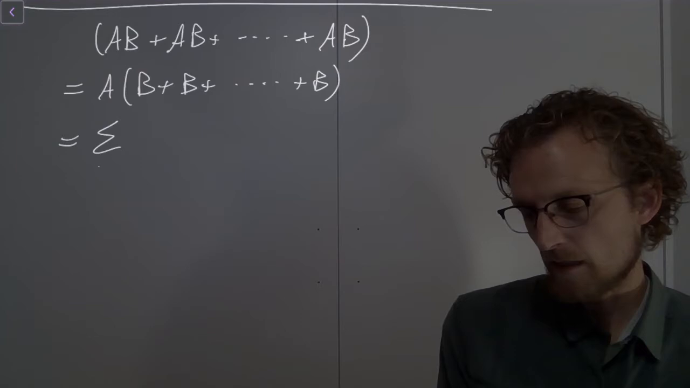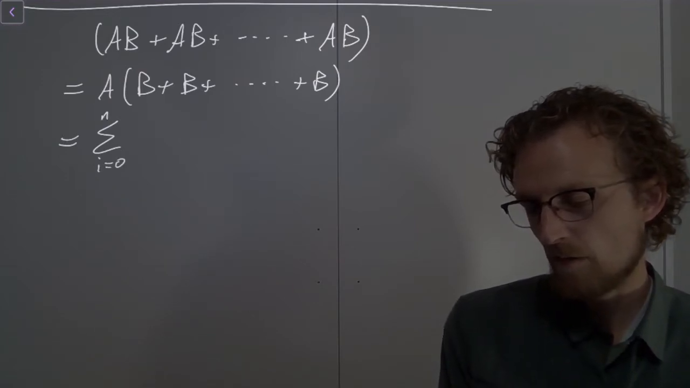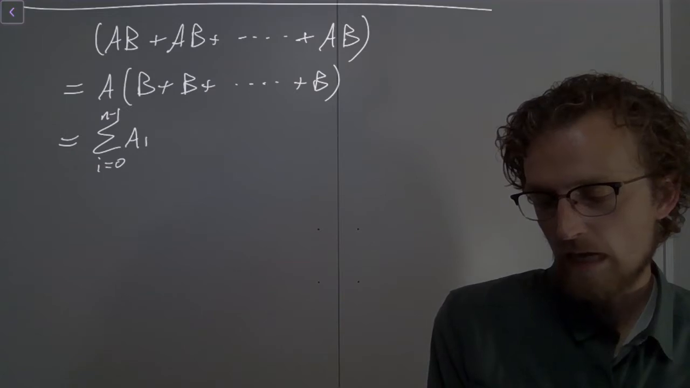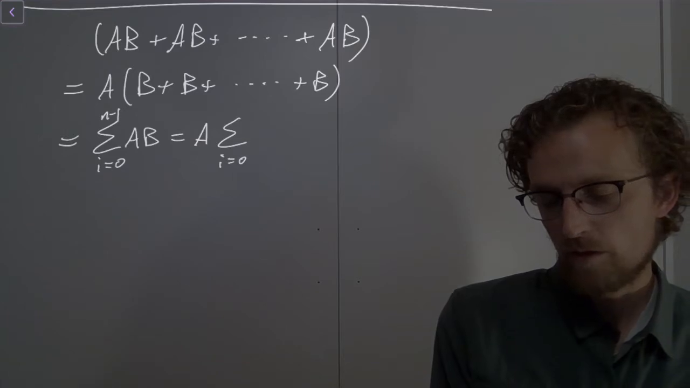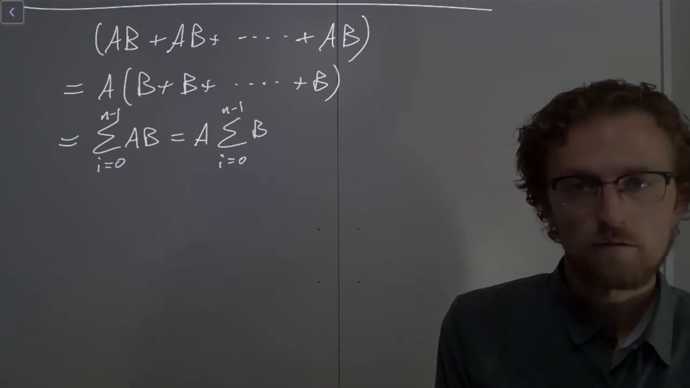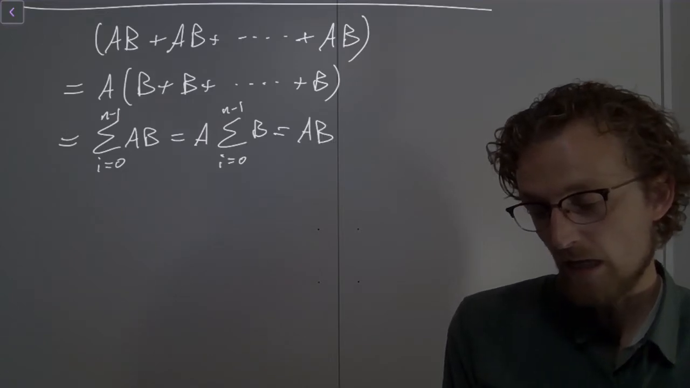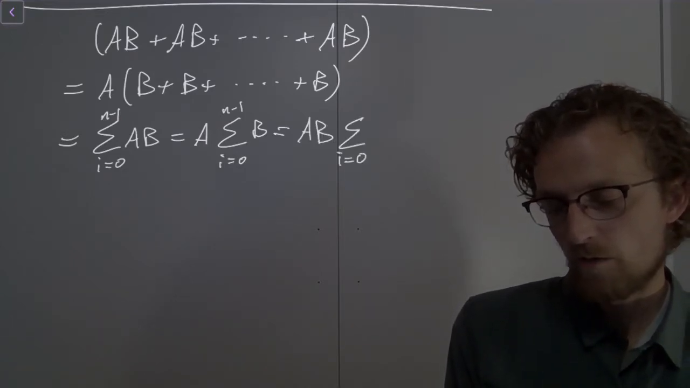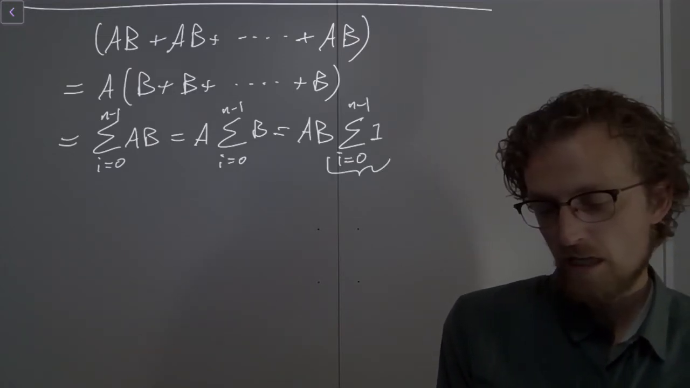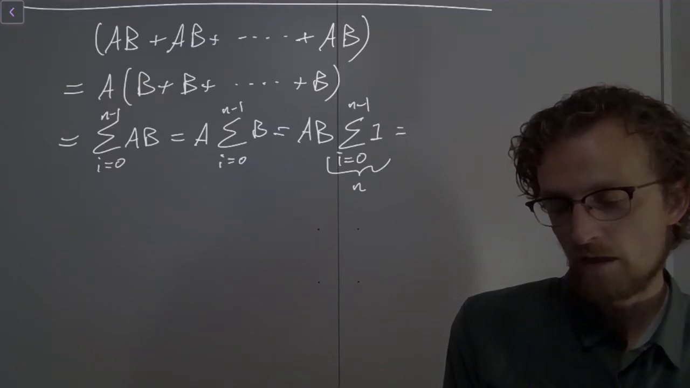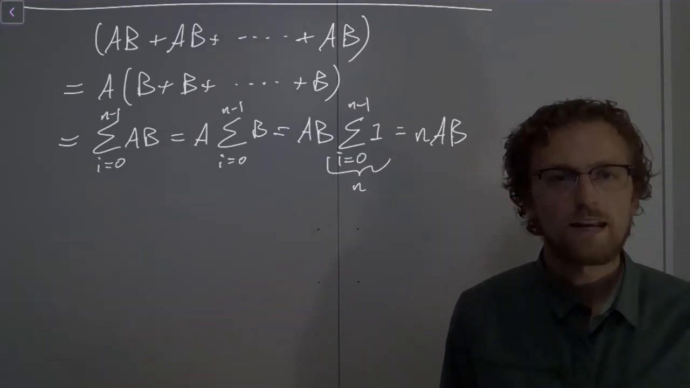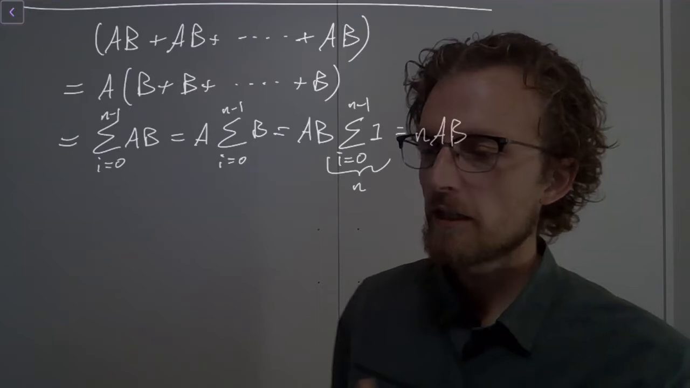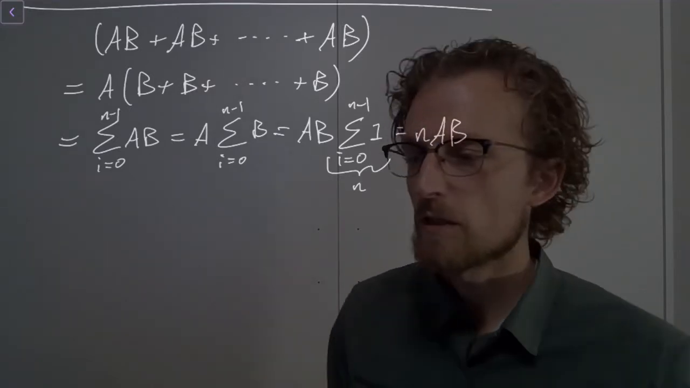And so what's another way to write this? I can write it like this. The sum from i equals 0 to n minus 1, or whatever, of a times b equals a times the sum from i equals 0 to n minus 1 of b, which equals a times b times the sum from i equals 0 to n minus 1 of just 1. And this thing here evaluates to n, so the whole thing in the end is just a times b added together n times. Okay, so there's all kinds of things I can do with factoring and with splitting these things apart.